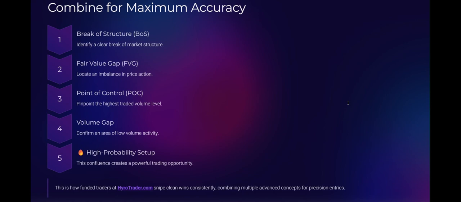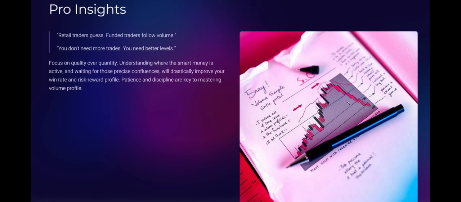Now combine it all. Volume profile by itself is powerful. But when you combine it with your normal system, break of structure, fair value gap, volume gap, POC reaction, you've just created a high probability, sniper level entry strategy.